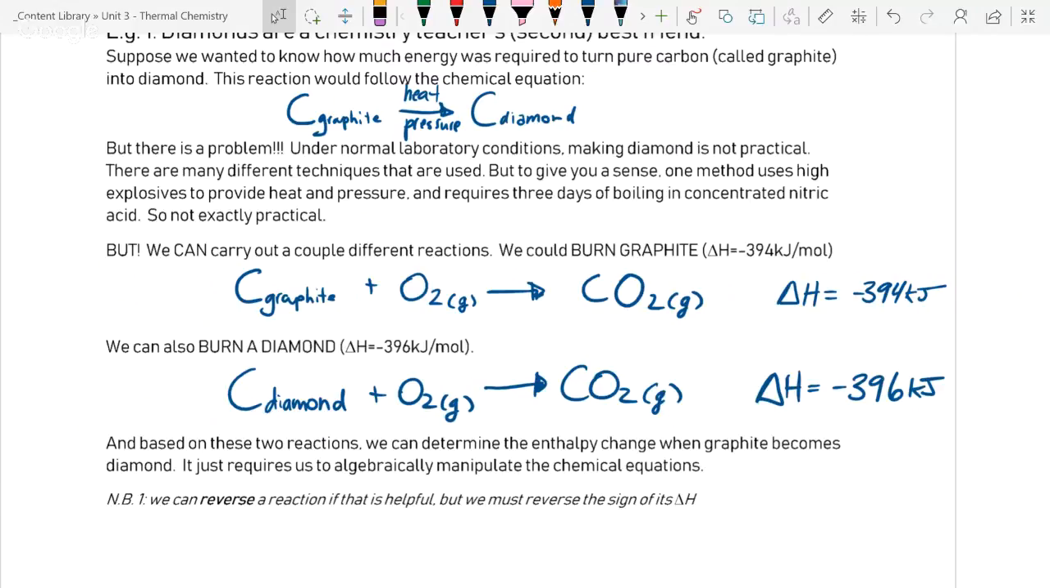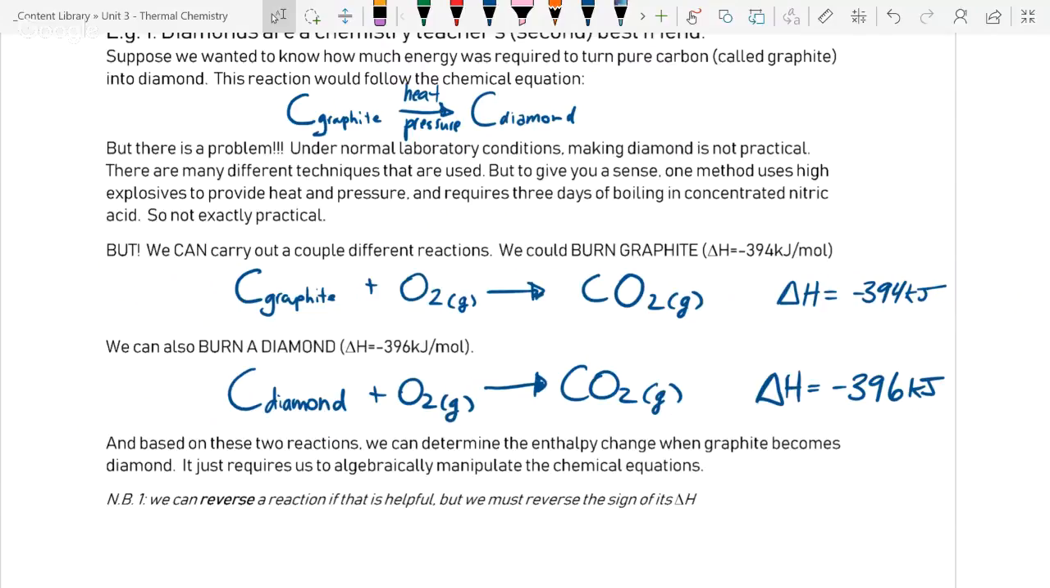If they're chemical equations, then just like any other mathematical equation, we can algebraically manipulate them. Does that make sense? We can use algebra to manipulate chemical equations, just like we would use algebra to manipulate mathematical equations, because a chemical equation is a mathematical equation.